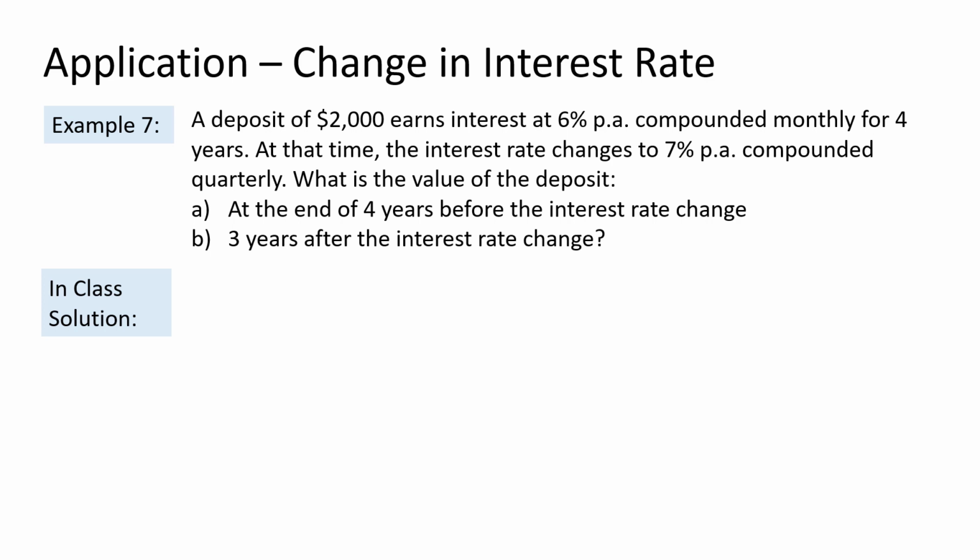So for this example, we have a deposit of $2,000 and it's earning interest at 6% per annum compounded monthly for 4 years. At that time, the interest rate changes to 7% compounded quarterly instead of monthly. So what I want you to determine is what is the value of the deposit, A, at the end of 4 years before the interest rate changes, and B, 3 years after the interest rate changes, meaning a total of 7 years from now.